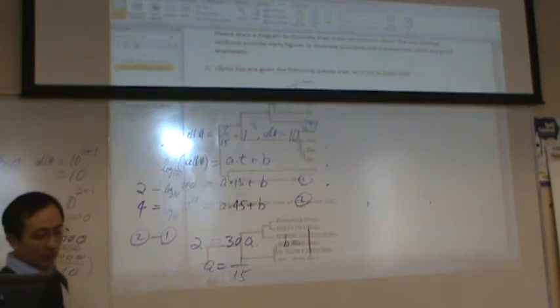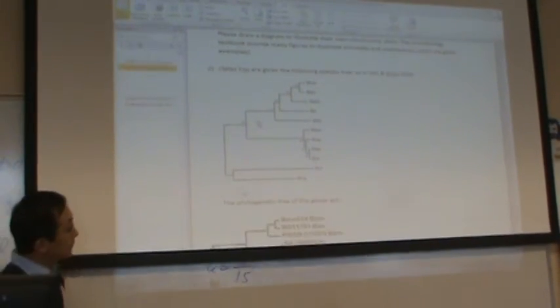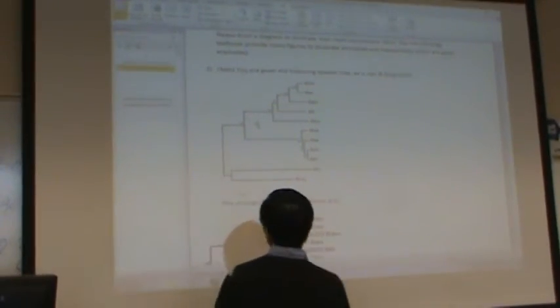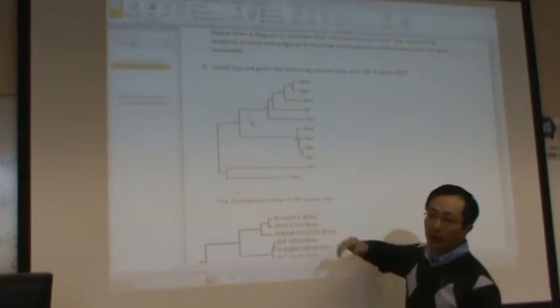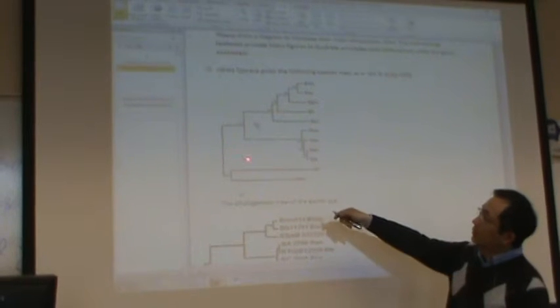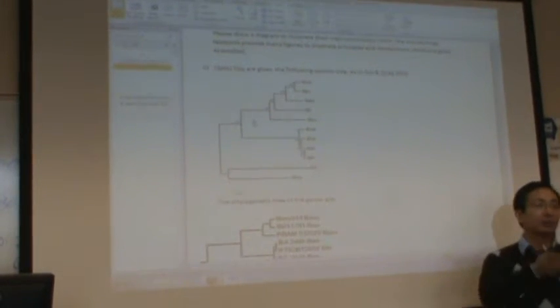And about the phylogeny again. The key of our phylogeny is not this side. You really should pay attention to the root, like the tree, right? Everything starts from the root.